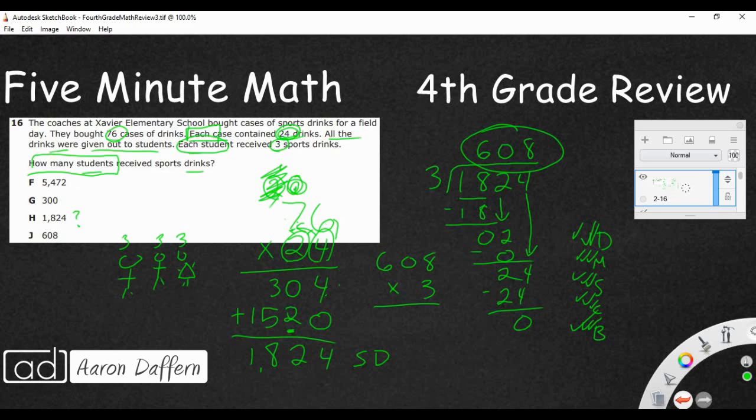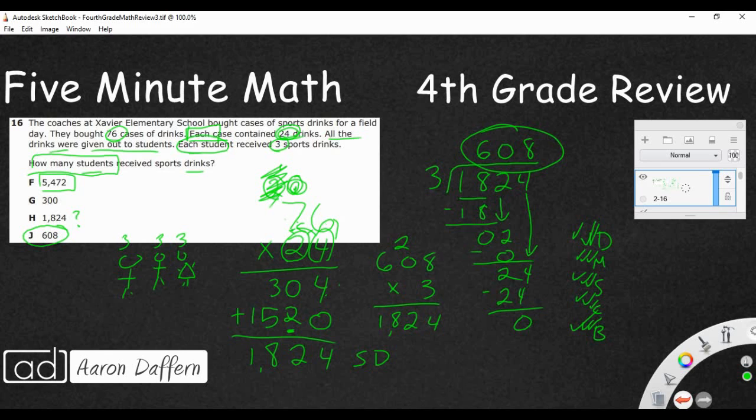So that's going to be 4. Carry that 2. 3 times 0 is 0, but bring that 2 back in. That's a 2, and then that's going to be 6 times 3 is 18. So that does get me back to here. So my answer is going to be 608.